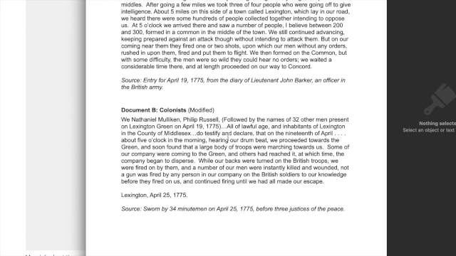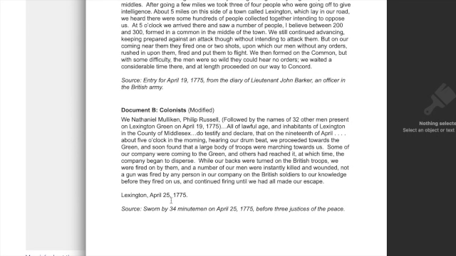do testify and declare that on the 19th of April, about 5 o'clock in the morning, hearing our drumbeat, we proceeded towards the green and soon found that a large body of troops were marching towards us. Some of our company were coming to the green and others had reached it, at which time the company began to disperse. While our backs were turned on the British troops, we were fired on by them, and a number of our men were killed instantly and wounded. Not a gun was fired by any person in our company on the British soldiers, to our knowledge, before they fired on us, and continued firing until we had all made our escape.